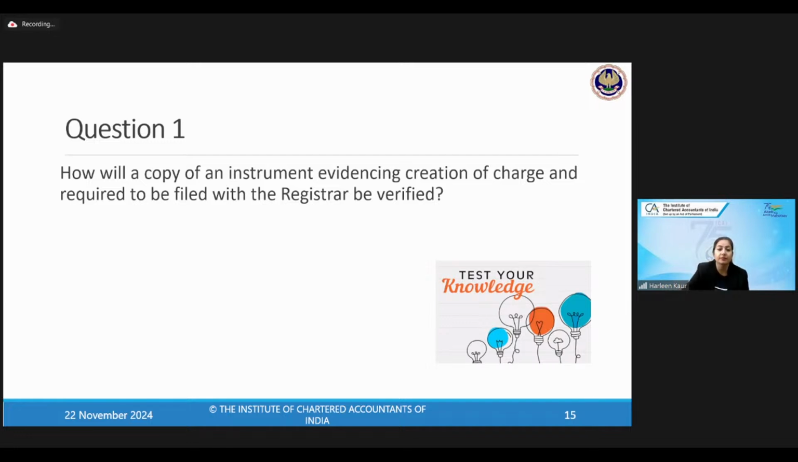Very nice. Only 3-4 people have answered as of now. Property in India signed by director and CS. Okay. And if the property is outside India, how will it be verified?